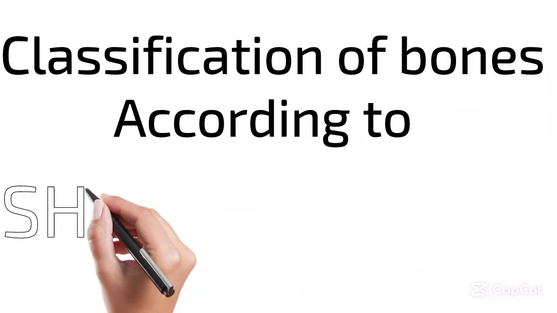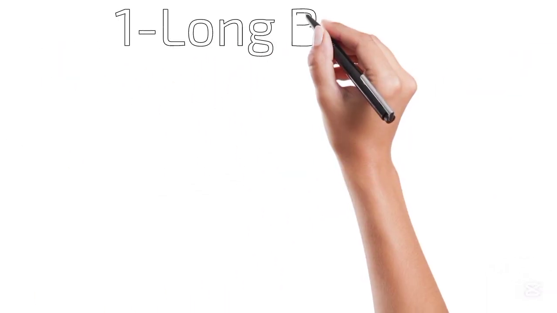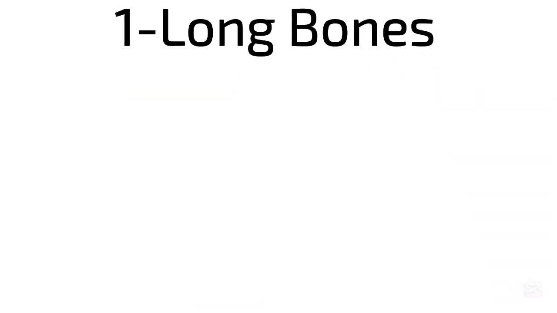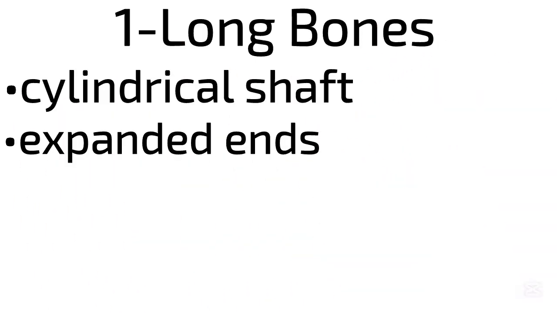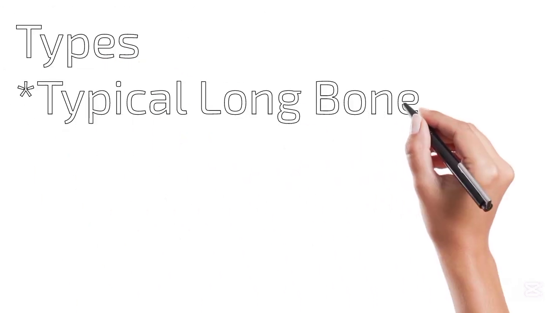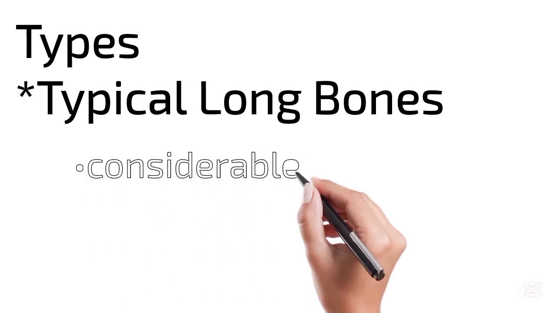Divide the bone according to their shape and size, then we have the first category: long bones. They have two characteristic features. One is that their shaft is cylindrical and the other is that their ends are expanded. There are further two types. One is typical long bones. They have considerable length, and the best example of this bone is the humerus bone, the bone that forms your arm.